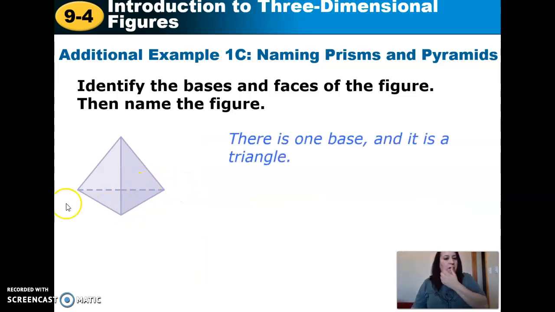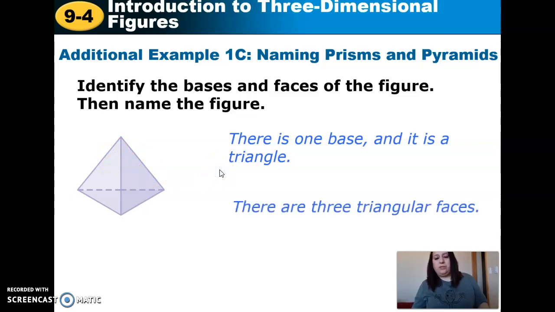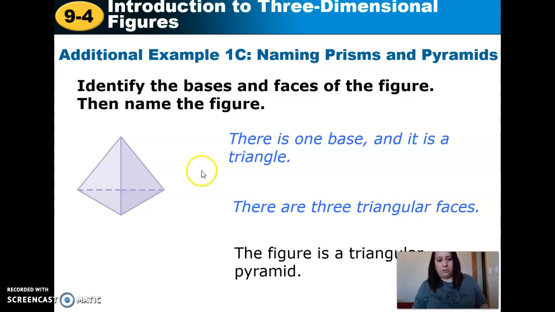Okay. This one's a little harder to see, and I don't really like this three-dimensional model, but again, this is coming up to a point up here. The base is a triangle and it's got 3 triangle faces. So this is a triangular pyramid.